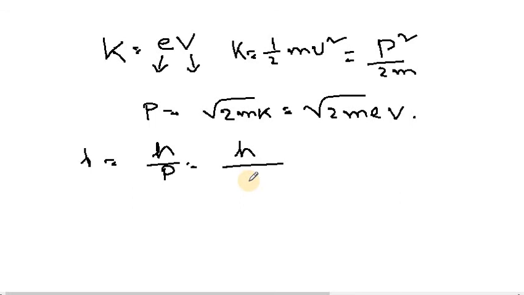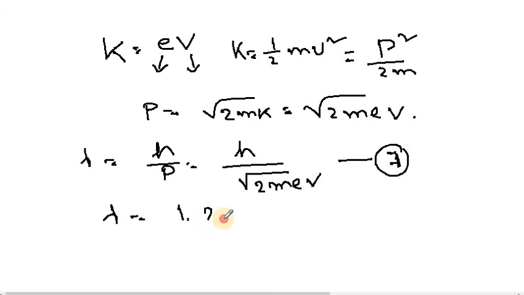That is, h by root under 2m eV. So this is the relation for the wavelength of the electron. If we substitute all these values, the mass of the electron is constant, the charge of the electron is constant, and h is the Planck constant, so we can calculate that lambda equals 1.227 by root under V nanometer, where V is the magnitude of the accelerating potential. This will be the wavelength of an electron if it passes through a potential V.